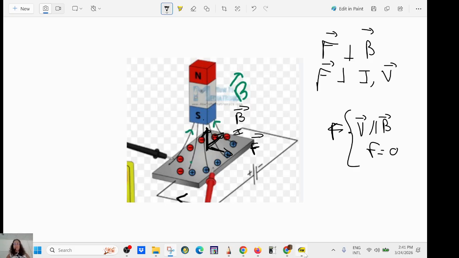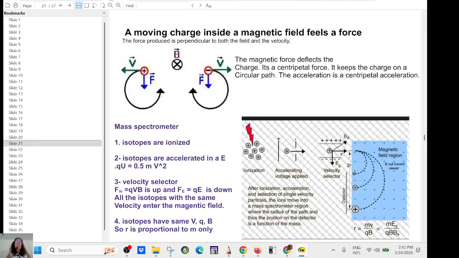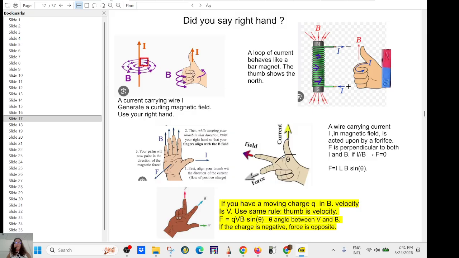And you can use the slides. Big idea here. If you go back, I have all the right hand rules here. If this is the current or this is the moving charge, the magnetic field will circle around. That's your magnetic force coming out of your palm. And if you have a coil, it will behave like a bar magnet, north and south.